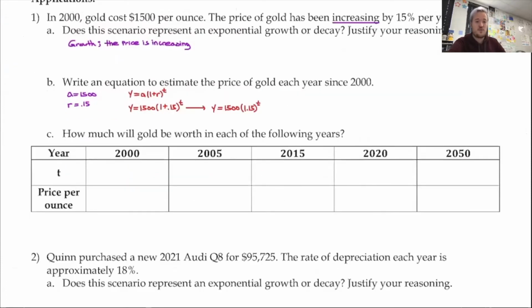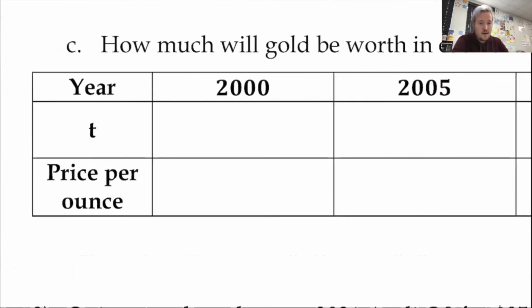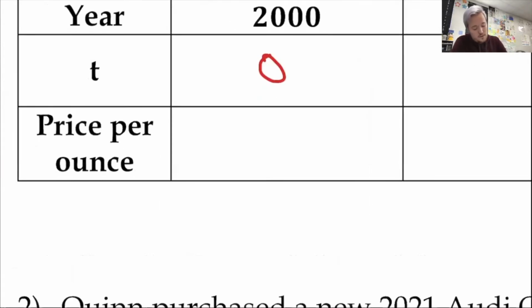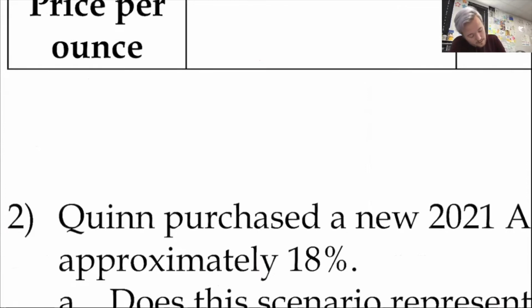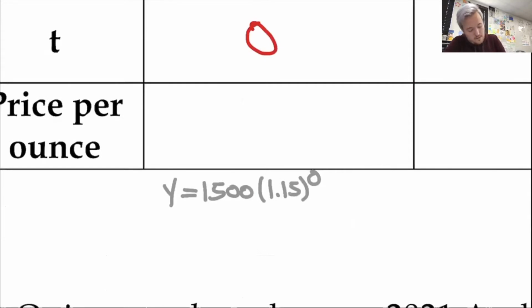All right, so now I actually want to find the value of gold in each of the following years. Keep in mind, this is starting in the year 2000. So this is if no time has passed. So your t value is 0. So that means what I'm going to be doing is plugging in 1.15 raised to the t. If no time has passed, then that means I'm plugging in the 0 power, which is literally just going to be the initial amount of 1,500.